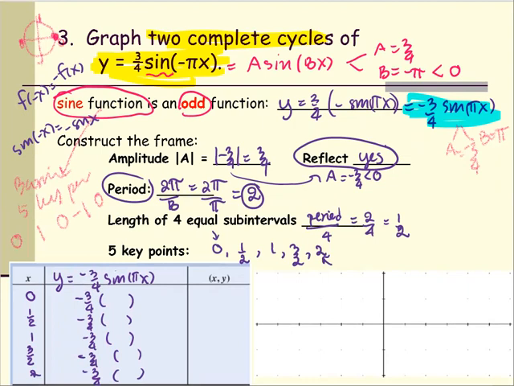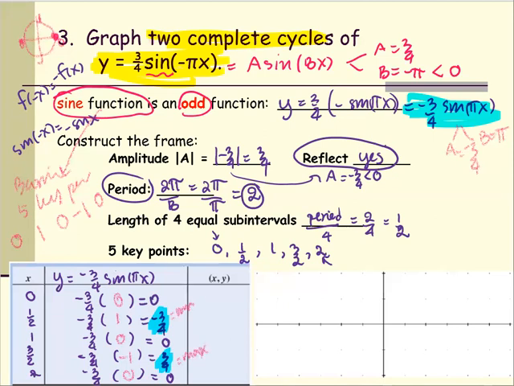Then we put the values in there: 0, 1, 0, negative 1, 0. Complete the computation to be 0 for the first, negative 3 over 4 for the second, 0 for the third, positive 3 over 4 for the fourth one, and the last one is back to 0. We have the maximum at 3 over 4, and the minimum is the value negative 3 over 4. So I'm going to write the notes here. This is the minimum, and this one is the maximum.